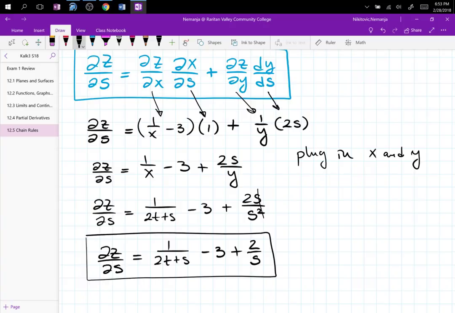Yay, huh? So much fun. You have to figure out the formula first and then do the problem.